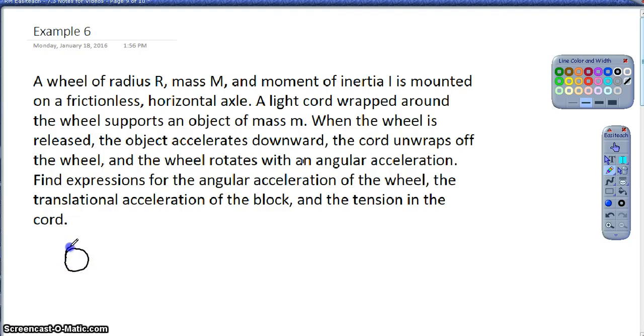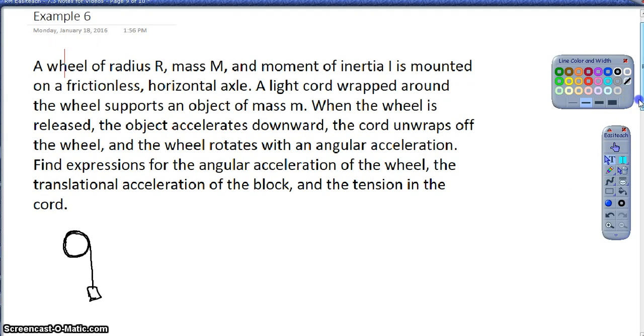Okay, so example 6 here is a good example for how to incorporate a system of equations when we have both linear and angular measurements. So they say we've got the wheel, they give us the measurements here of the wheel being R and M, and then they say we have a mass that's suspended from that. So you have a string that's hanging down and a mass suspended from that wheel. And then when the wheel is released, the object accelerates downward. We know that's going to happen. The cord unwraps, the wheel rotates with an angular acceleration. Find expressions for the angular acceleration, the translational acceleration, and the tension.